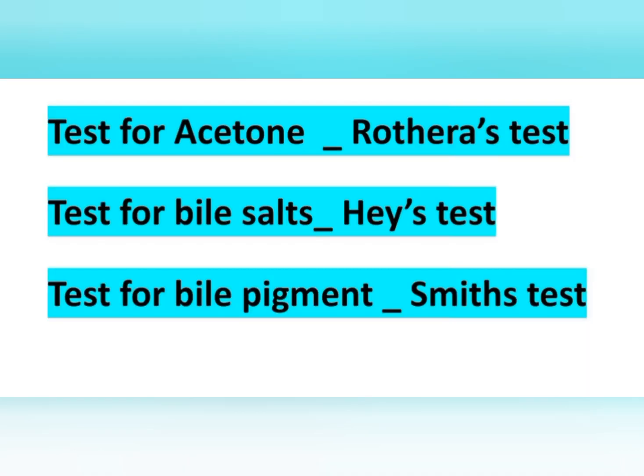And the next point, the test for acetone is Rothera's test, the test for bile salt is Hay's test, and the test for bile pigment is Smith test. So the first two we discussed: the test for albumin is heat and cold test, and the test for sugar is Benedict test. Remaining: test for acetone, Rothera's test; for bile salt, Hay's test; for bile pigment, Smith test. These are all important points.